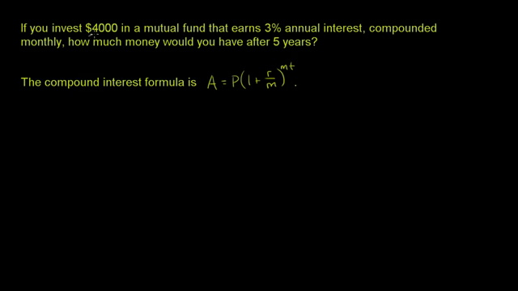If you invest $4,000 in a mutual fund that earns 3% annual interest, compounded monthly, how much money would you have after 5 years? And they give us the compound interest formula: A is equal to P times (1 plus R over M), and all of that to the MT power. And we could just apply this by plugging in these numbers.